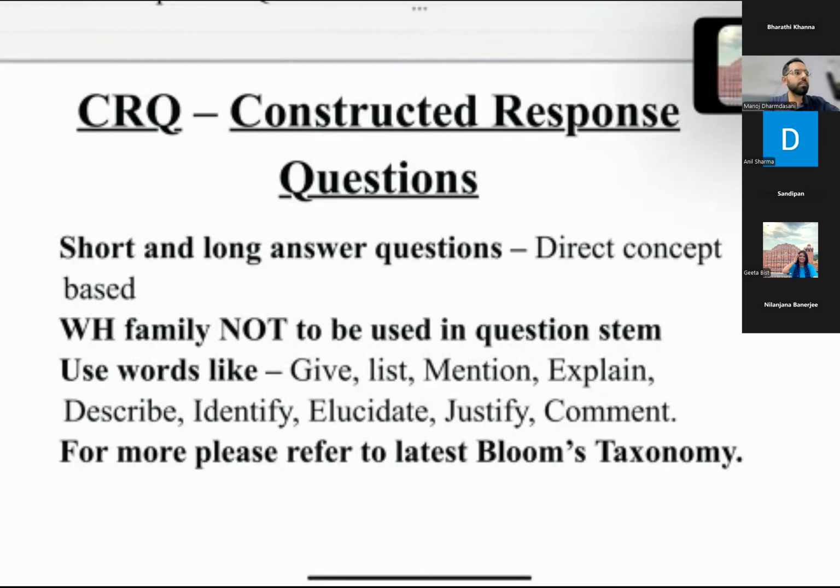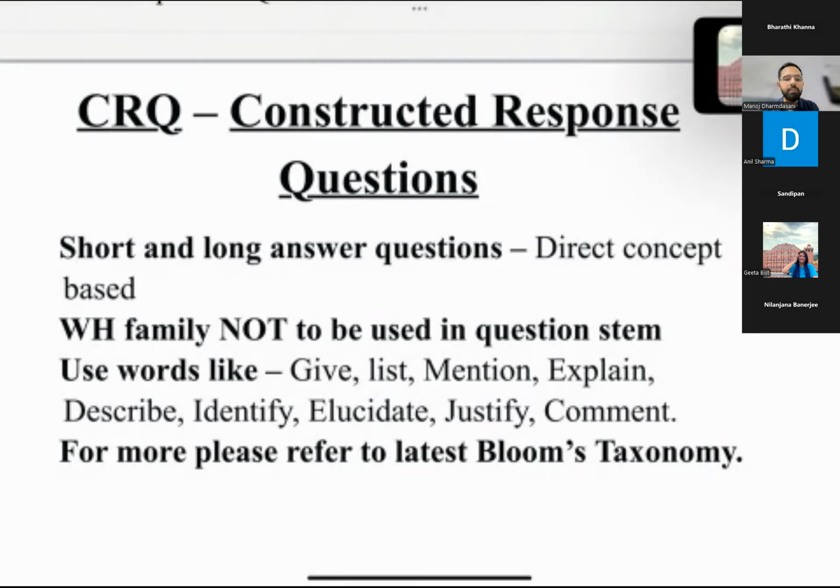Like, what is the concept of this? What do you understand by this concept? So eliminate those WH family words and use these words instead. You can write: give any 4 points of importance of management, list any 4 features of planning, mention any 4 types of plan, explain the process of controlling, or explain the 4 elements of marketing management. Describe: we can write describe the types of leadership, or describe the dimensions of the business environment.